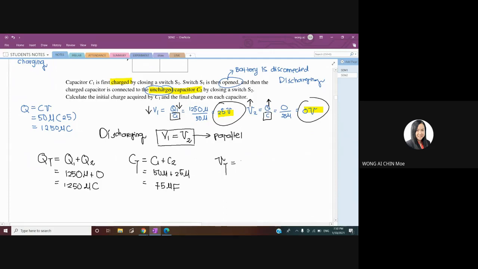When we have Q total and C total, we can find V total. So our V total is equal to Q total over C total. Q total is 1,250 micro and your C total is 75 micro, so your voltage is 16.7 volt. Initially it is not balanced, 25 and 0. So V1 will reduce until 16.7 and V2 will increase until 16.7, because it's parallel, V total equals V1 equals V2 equals 16.7 volt.